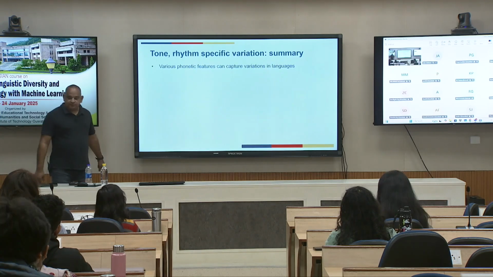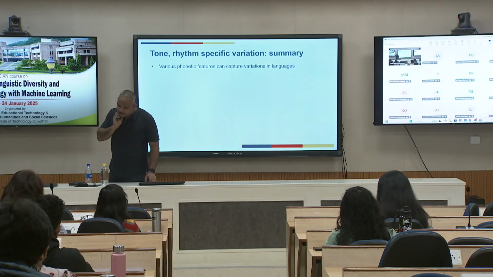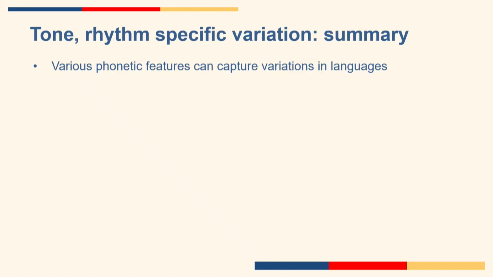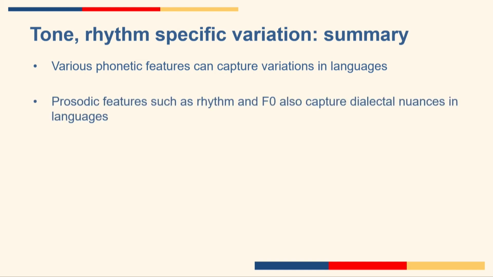So what is the point here? Various phonetic features, as we have seen throughout, the consonantal features, the vowel features, the different prosodic features, are all able to capture the variations in languages. These prosodic features such as F0 in the tone languages and the rhythm features that we have talked about also are able to capture the dialectal nuances in these languages.